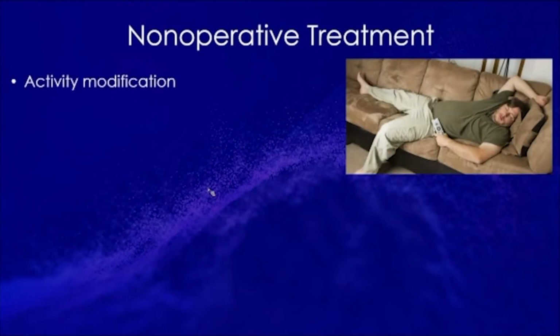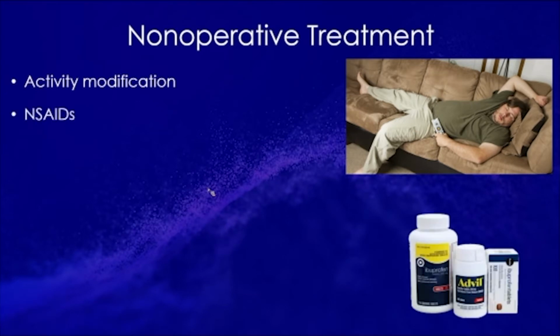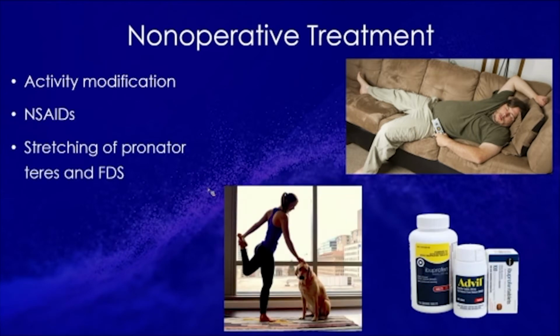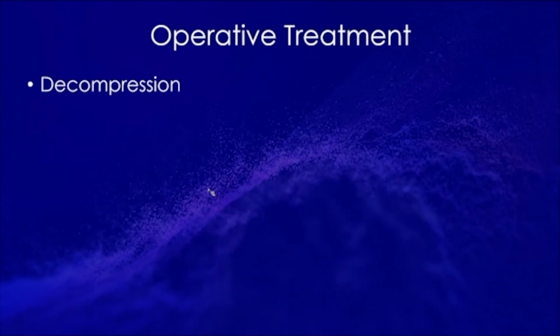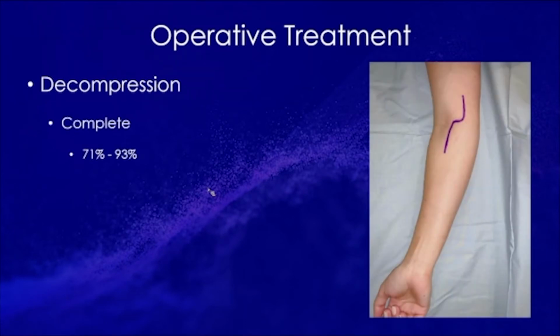Treatment, activity modification. If they're doing a specific activity that bothers them, obviously they should avoid that specific activity. Anti-inflammatories, maybe. Pronator stretching, FDS stretching, maybe. Corticosteroids, a big maybe. 50 to 70% improve by themselves, eventually. And if not, then obviously we talk about doing a decompression, and we have two options. We can actually have more than two options.